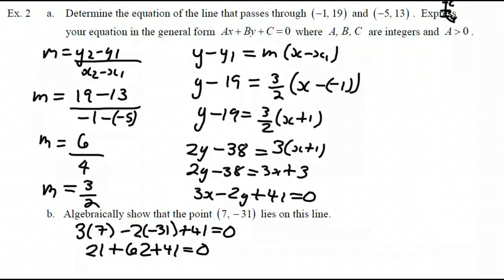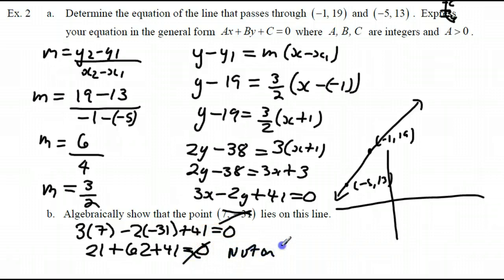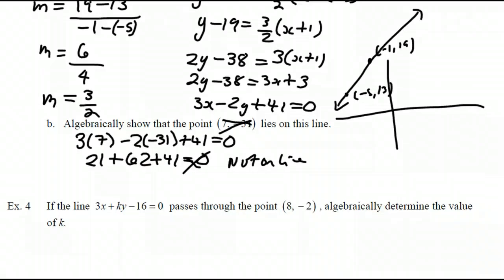Alright, let's take a further look at this. If I have the points negative 1, 19, and negative 5, 13, in relative position, they're like this. So 7, negative 31. I can't have that. This line has a positive slope. So anyways, this point is not on the line. If we had a 7 there, then the point would be 7 and then some big number here. So we have verified that a point is not on the line.